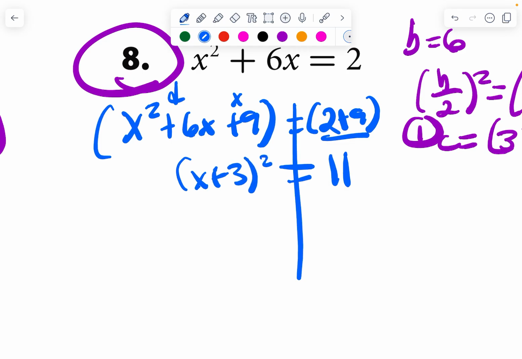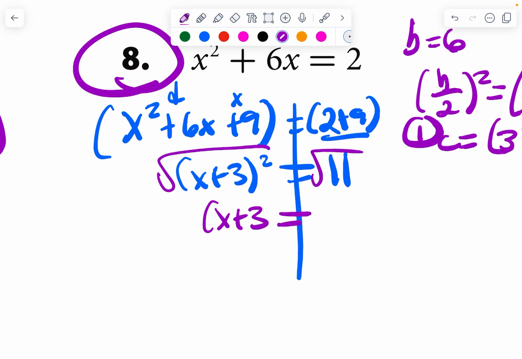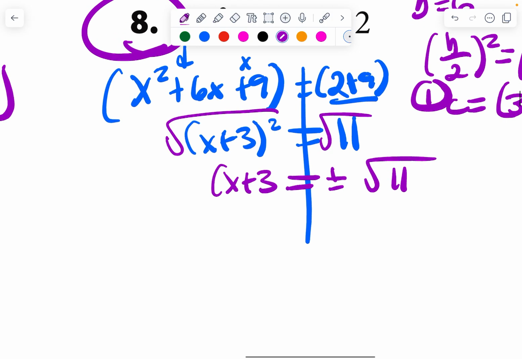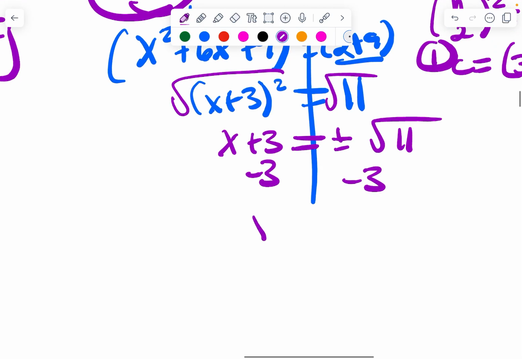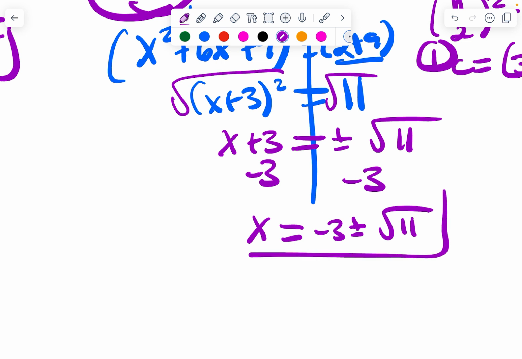Remember, how do I undo a square? I take a square root. So I take the square to the left, square root of the right. So it's x plus 3 equals plus or minus the square root of 11. Now to solve for x, I need to subtract 3 from the left, subtract 3 from the right, and I can actually leave my answer if it doesn't say round it like this. -3 plus or minus the square root of 11. And I can say that's my final answer.